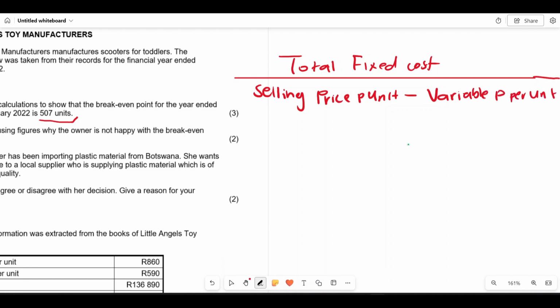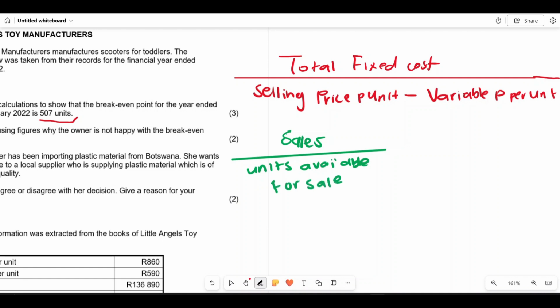What if I'm not given my selling price per unit, right? How would I go about calculating it? So I'm going to take my sales, this is if I'm given this information, right? So I'm going to take my total sales amount, and I'm going to divide it by the number of units available for sale. And as a result, I'm going to get my selling price per unit. Now, what about my variable cost per unit, right? So I'm going to take my total variable cost.